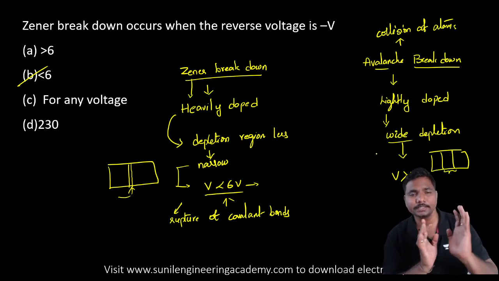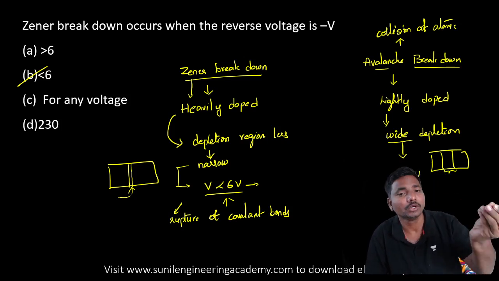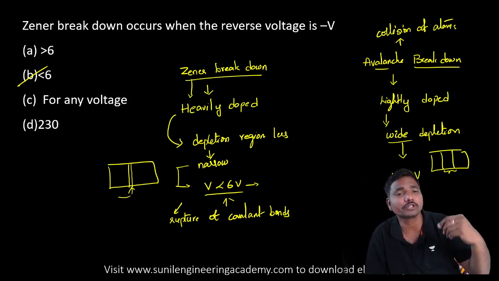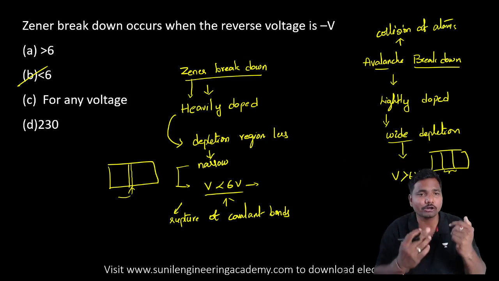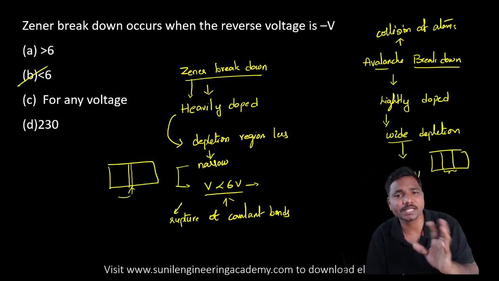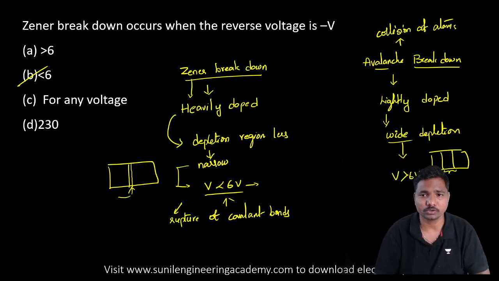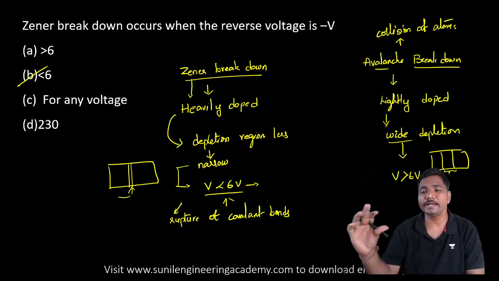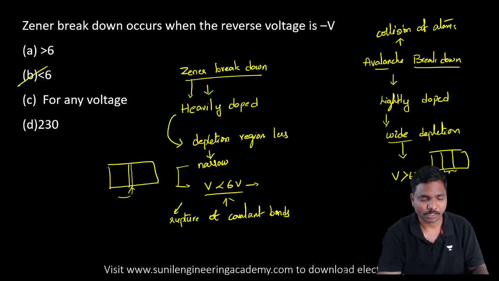So once again, guys, a simple idea: Zener is nothing but heavily doped. So Zener breakdown occurs in case of heavily doped regions. Whenever the doping is higher, depletion layer size is less, so that is a narrow depletion region. Whenever the depletion region is narrow, a less voltage is enough to break the junction. That is less than 6 volt, Zener breakdown. And here avalanche breakdown is more than 6 volt. Why? Because it is a wide depletion layer. To break that, we require a lot of voltage. Coming to the next question.